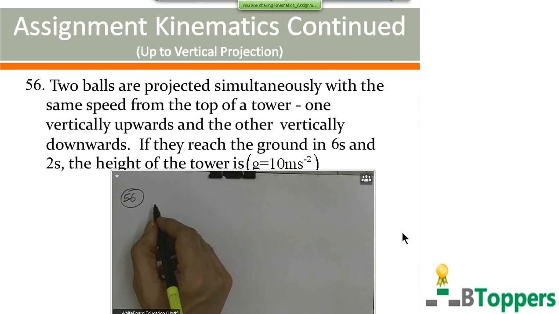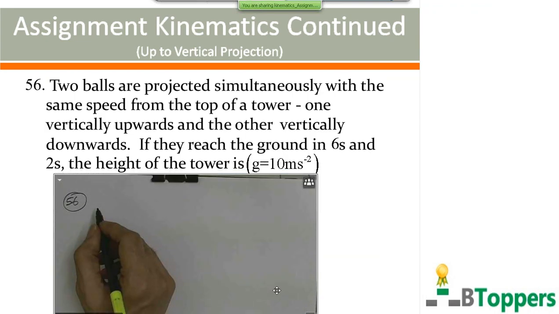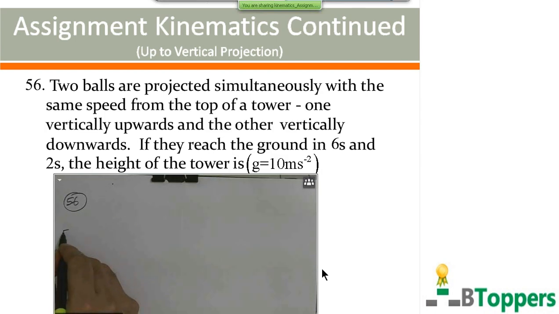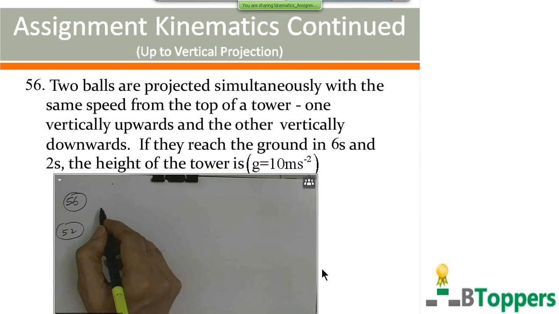Two balls are projected simultaneously with the same speed from the top of a tower, one vertically upwards and the other vertically downwards. They reach the ground in 6 seconds and 2 seconds. The height of the tower is. This problem comes under the same procedure as question number 52, which I have discussed earlier with explanation.